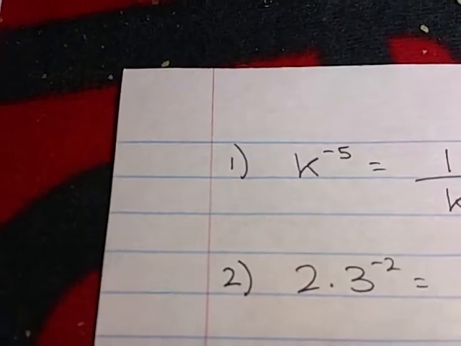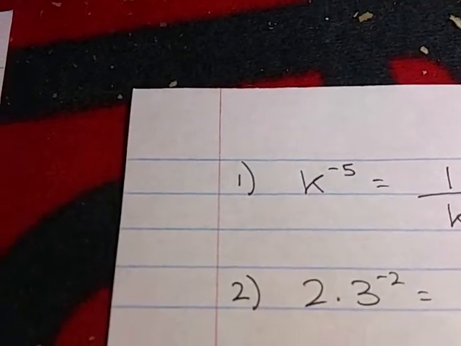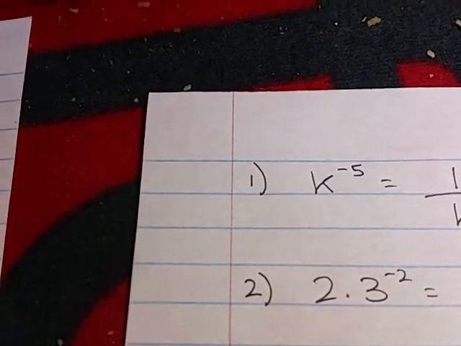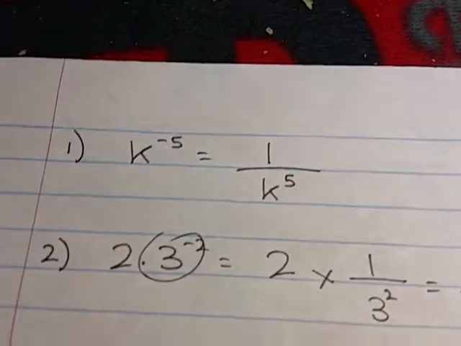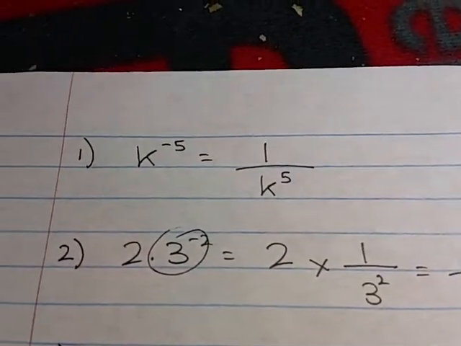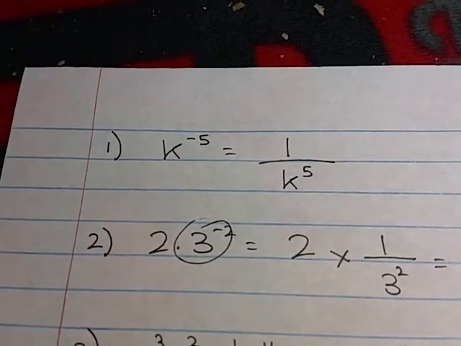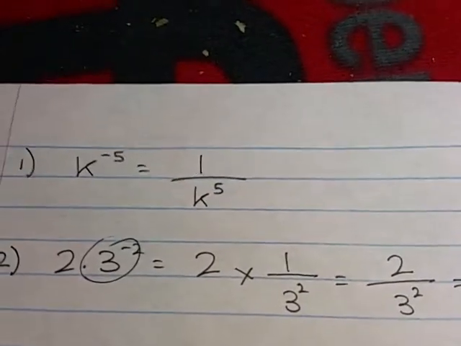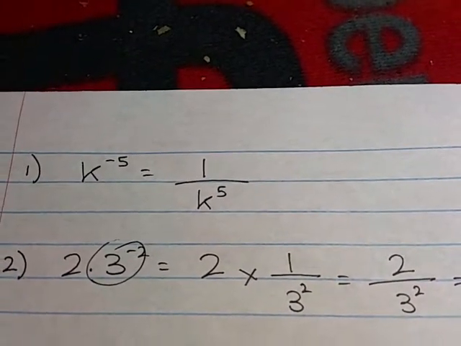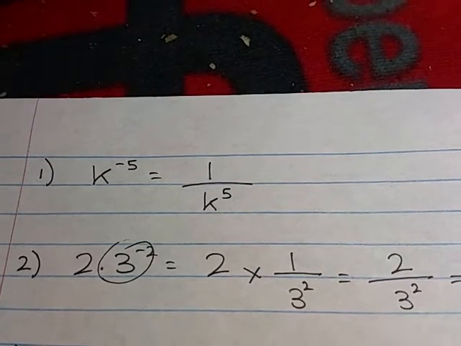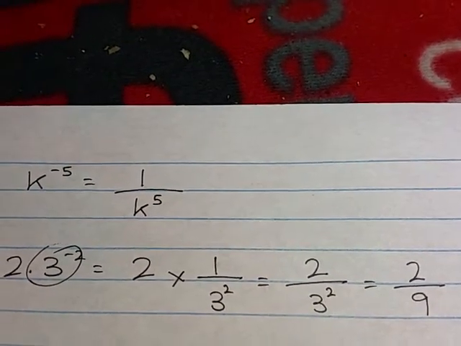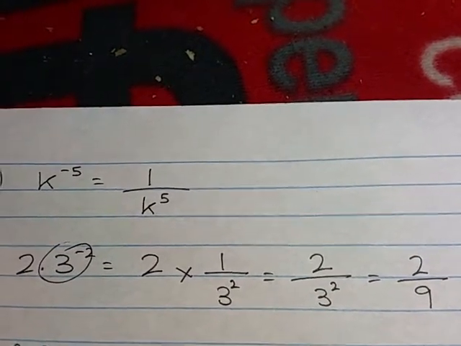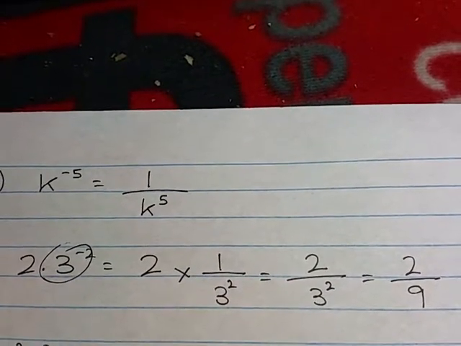The next one was 2 times 3 to the negative 2. The 3 to the negative 2 is the only one that is going to drop down and become a denominator. So you end up with 2 times 1 over 3 to the 2. You can put that together, so it becomes 2 over 3 to the 2, and then turn that 3 to the 2 into a 9. So the final answer is 2 over 9.